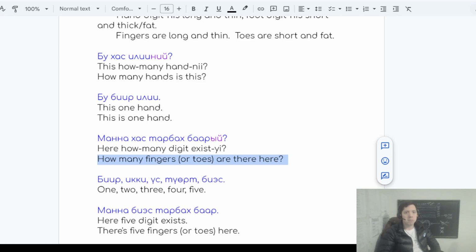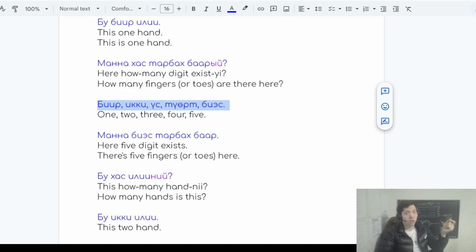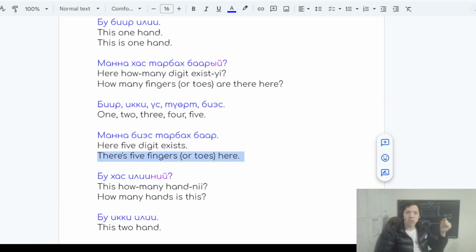Here. Manda has tarbach bari. Okay, how many fingers am I holding up? It's probably, if I'm pointing at my feet, it could be toes. That's why I put toes. All right. Bir, iki, us, tort, bies. 1, 2, 3, 4, 5. Bir, iki, us, tort, bies. Manna, bies, tarbach, bar. There's 5 fingers or toes here. Manna, bies, tarbach, bar. All right.